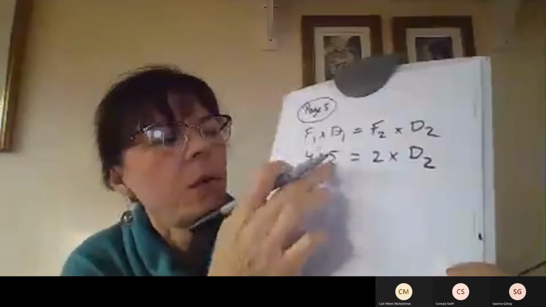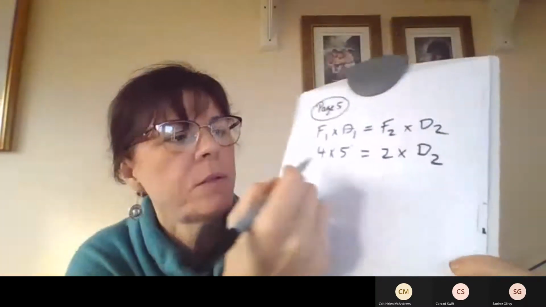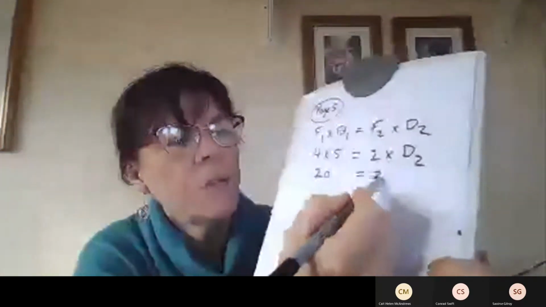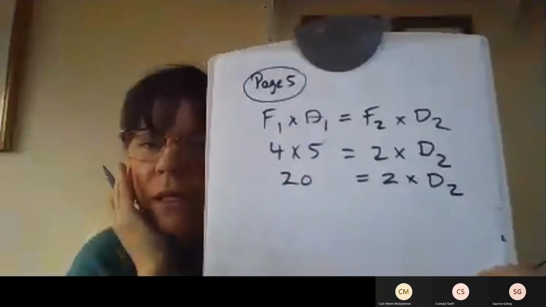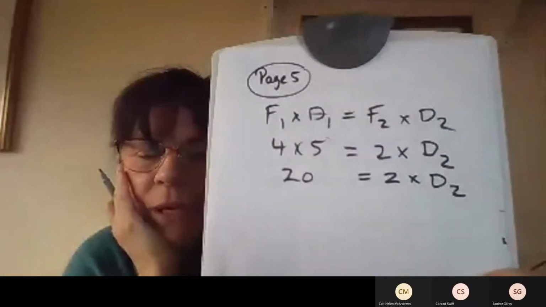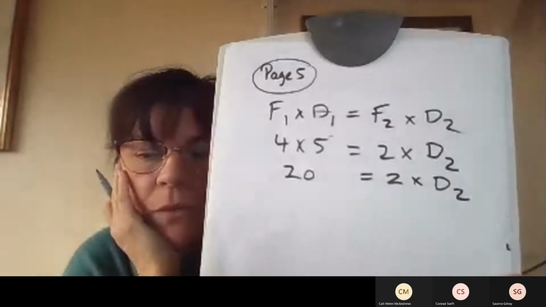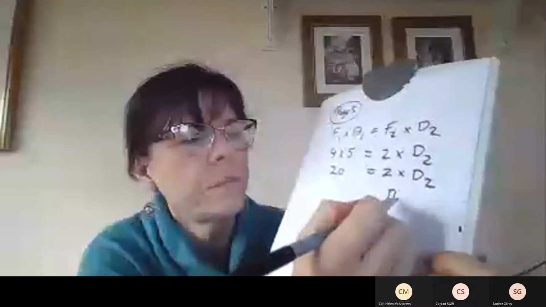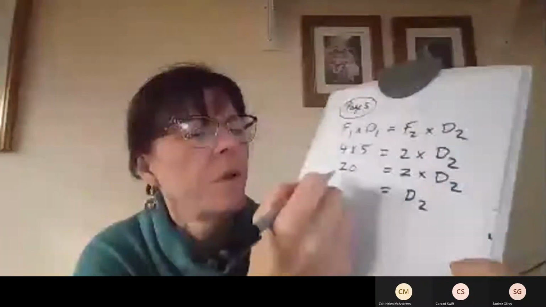Okay, now we're going to work out what we know on this side, 4 times 5. We're going to write that down. All right, so go on ahead, 4 times 5, you can do that in your head, equals 2 times D2. Now, we want to work out D2. We need to make D2 the subject of the formula. So making it the subject of the formula means get it on its own. So we want to get D2 on its own. Keep the 20 over here.